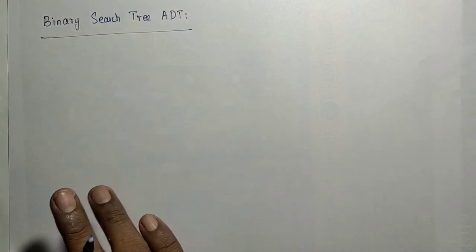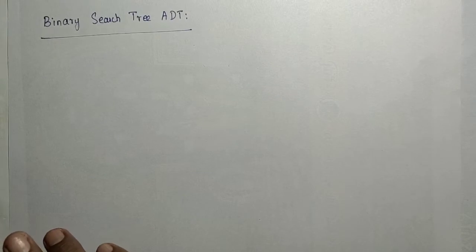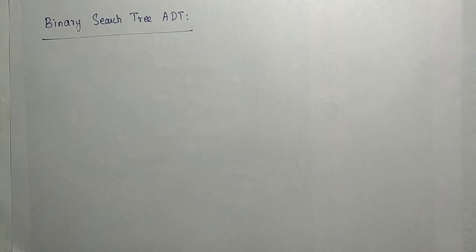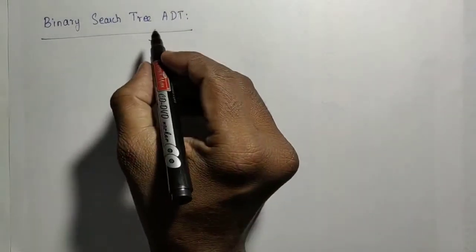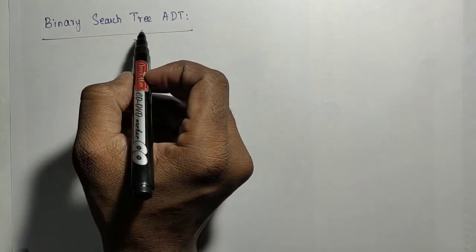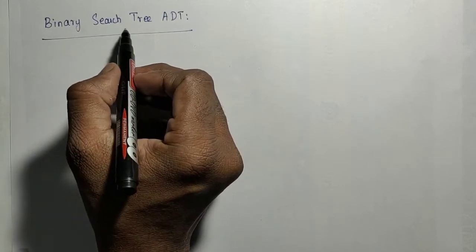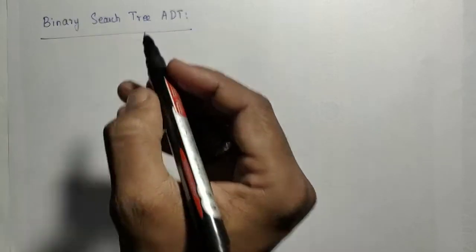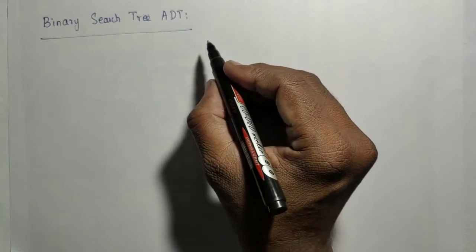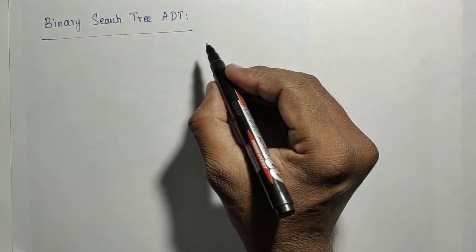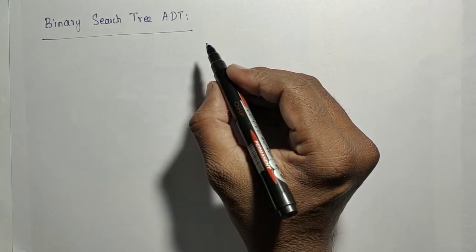In this session, we will discuss how to implement a binary search tree ADT in C++. As I already told, if you are creating an object for a tree, it actually contains the address of what? The root. Actually, it contains the address of the root.